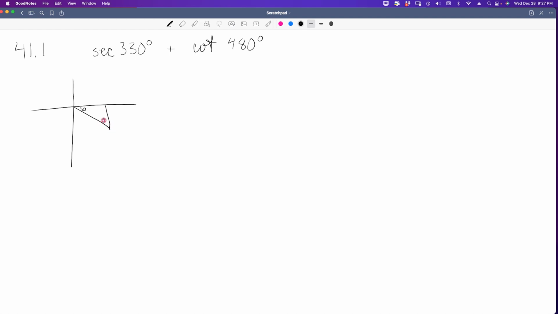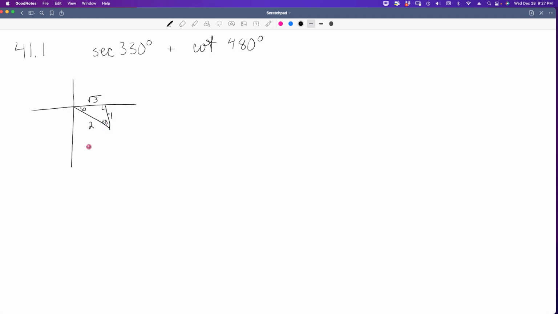So that means we have a 30, 60, 90 triangle. And with our 30, 60, 90 triangle, we know the hypotenuse is 2. We know that the 60, 90 side is 1. And we know that the 30, 90 side is the square root of 3. Now, because the 1 is down here below the x-axis, it's going to be a negative 1.